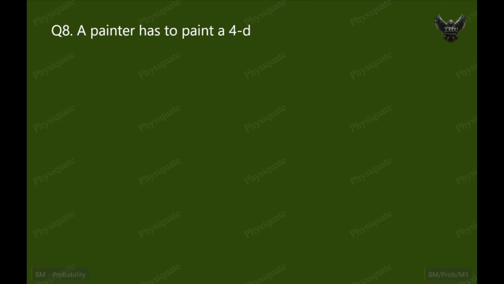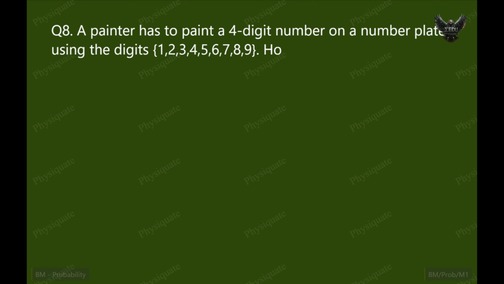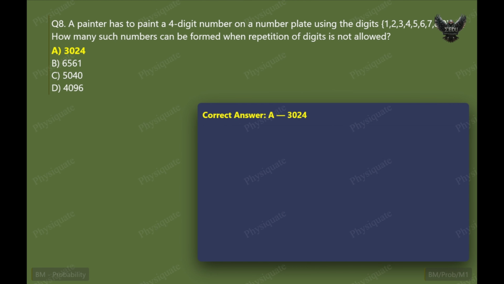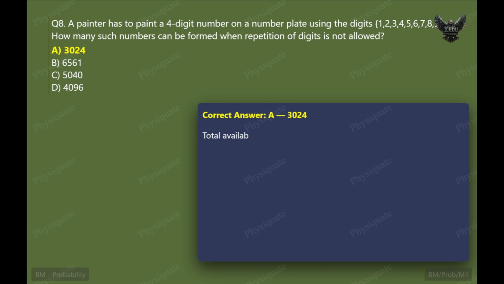Question 8. A painter has to paint a 4-digit number on a number plate using the digits 1, 2, 3, 4, 5, 6, 7, 8, 9. How many such numbers can be formed when repetition of digits is not allowed? Correct answer is option A. Total available digits equals 9, 1 to 9. Number of digits to be placed equals 4. Repetition is not allowed, so each digit is used only once.